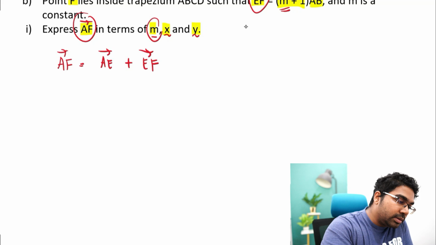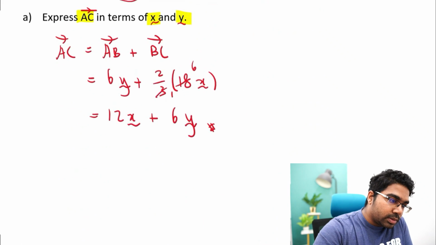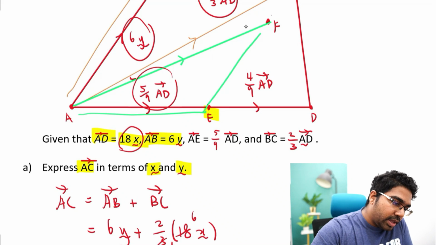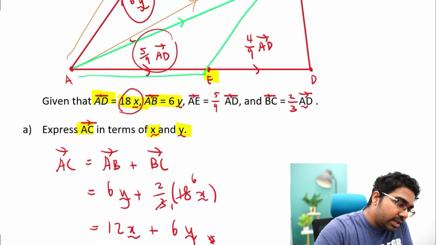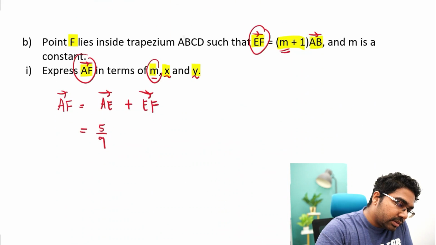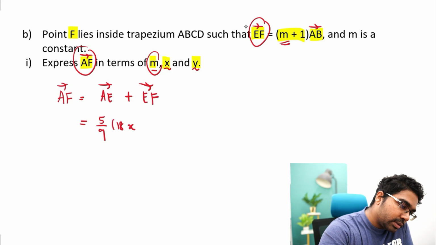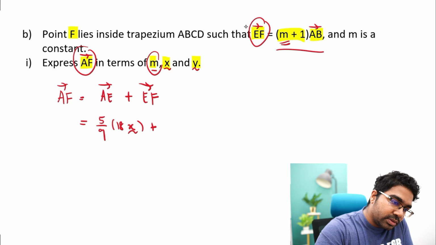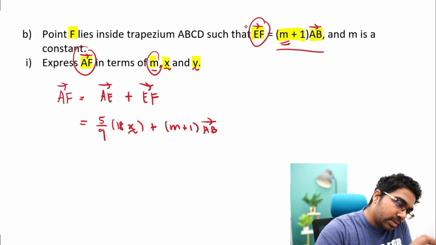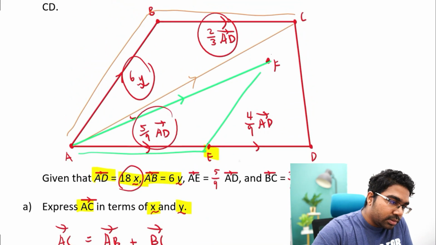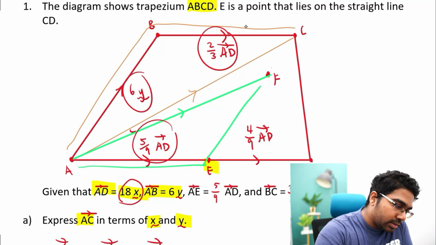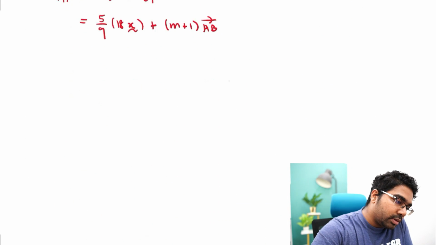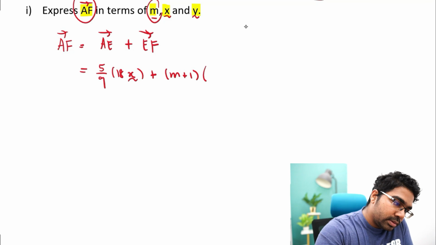Okay, so now let's try this in. AE is equals to, what was AE? AE is 5/9 of AD. And what was AD? AD is 18x. So 5/9 times 18x plus EF. So EF, we're just going to use this whole thing, m plus 1 AB. So what was AB? AB here is 6y. So we're going to substitute this one here, 6y. So plus m plus 1 times 6y.